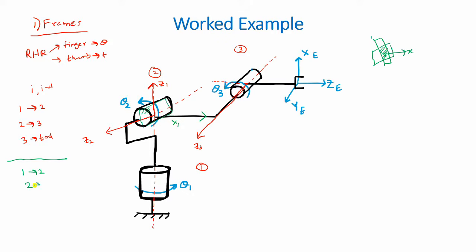Now from 2 to 3, they are parallel to each other, so x2 would lie along the common perpendicular, which also happens to be at the link. So x1 and x2 would coincide with each other along the link.